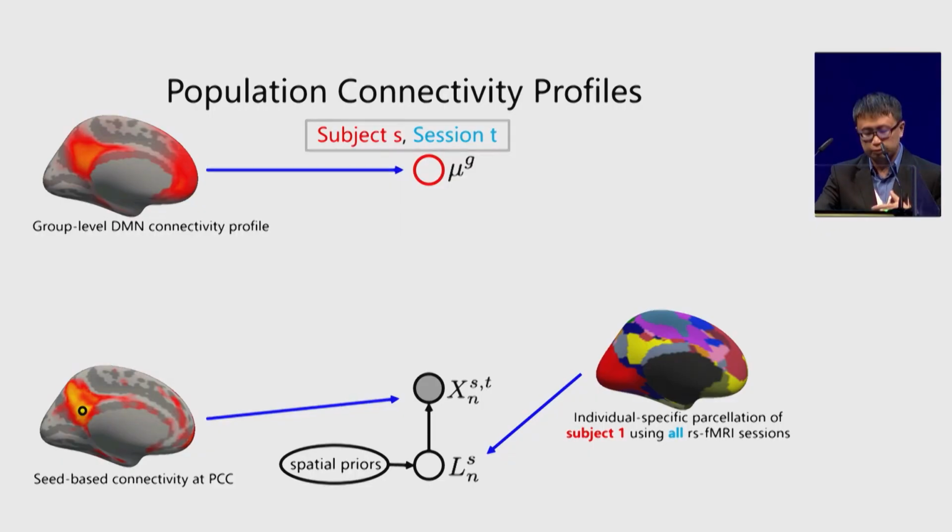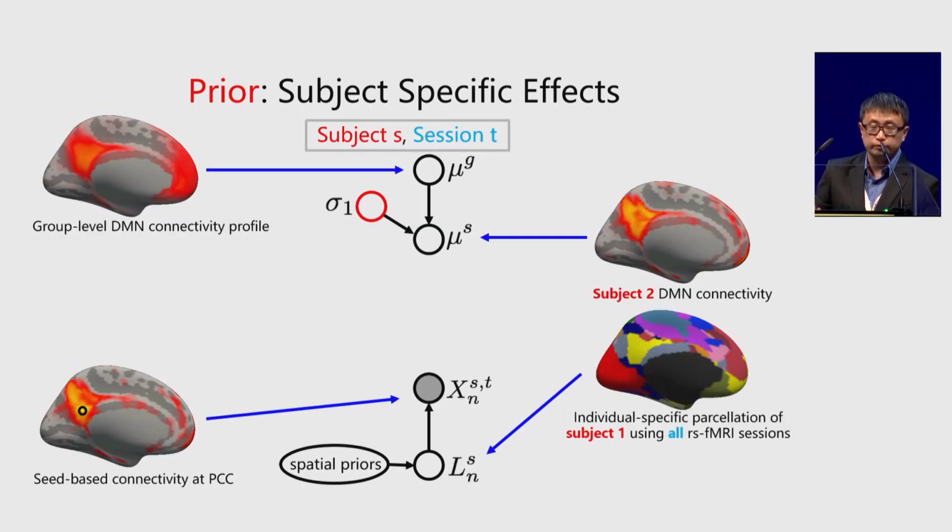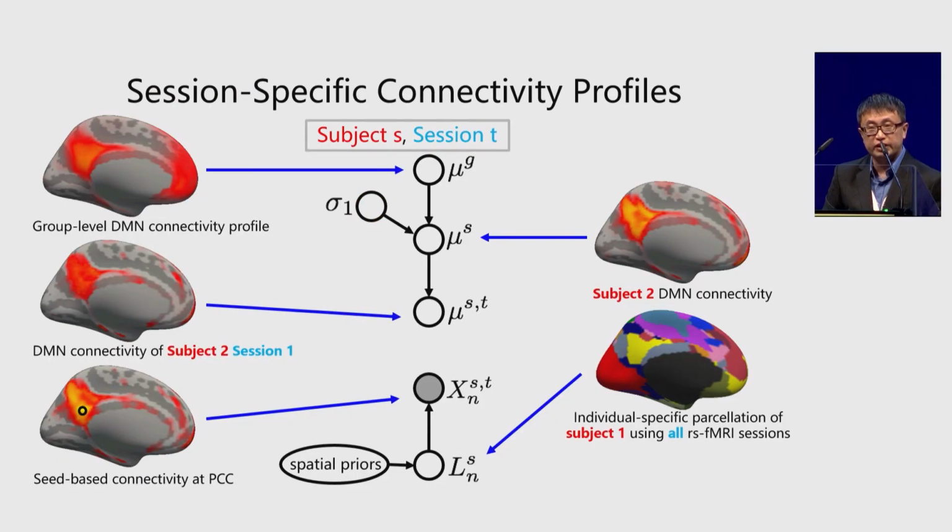Now to model inter-subject variability, we have mu-s, the subject-specific connectivity profile. Here's subject 1's default network connectivity profile, and here's subject 2's. You can see that there are inter-subject differences. This variability is controlled by sigma 1. A larger sigma 1 means there's more variability. Now to handle intra-subject variability, we have mu-st. Mu-st is the network profile of a subject during a particular session.